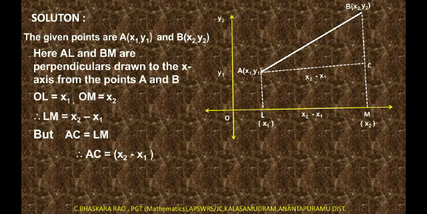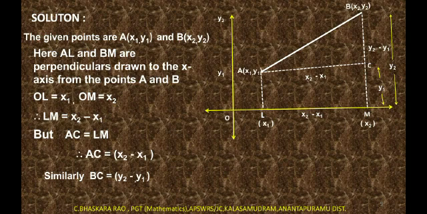Now we go to the y-axis side. What is BM? Already given, BM is y2. What about CM? CM is y1. So what about BC? From BM you deduct CM, then automatically the length of BC comes. That means y2 minus y1. Similarly BC is equal to y2 minus y1. The same thing we did on the y-axis side also.